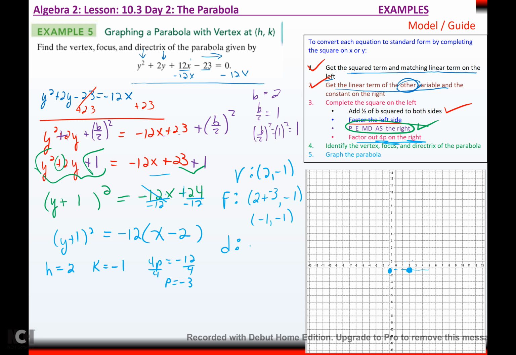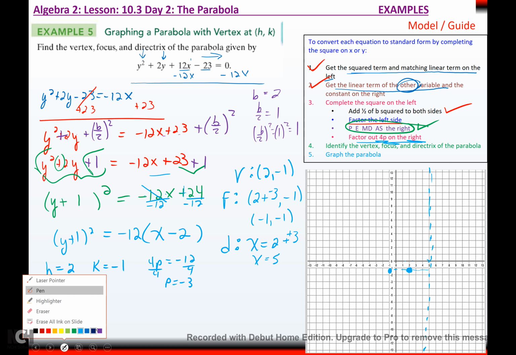My directrix, when y is squared, is x equals, and you take your h, which is 2, and you subtract p from it. So minus a negative 3, the double negative turns positive, and I get x equals 5. So I go to 5 on the x-axis, and I make a vertical line. There's my directrix. All I need now is the width.